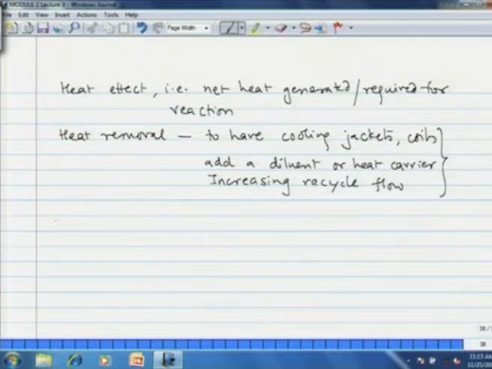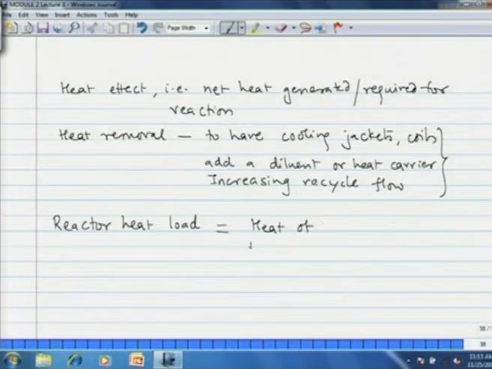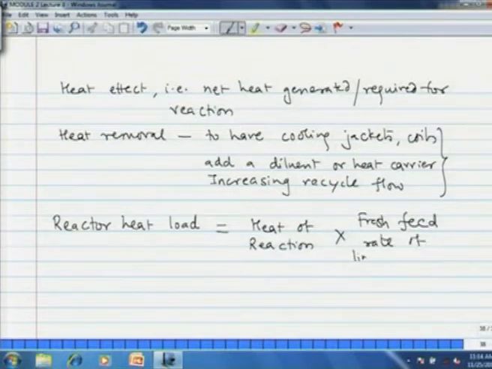Now, the reactor heat load, whether positive or negative, is essentially the heat of reaction multiplied by the fresh feed rate of limiting reactant. We would always like to specify reactor heat load in terms of fresh feed rate of limiting reactant, because conversion of fresh feed limiting reactant is complete. That point we note.